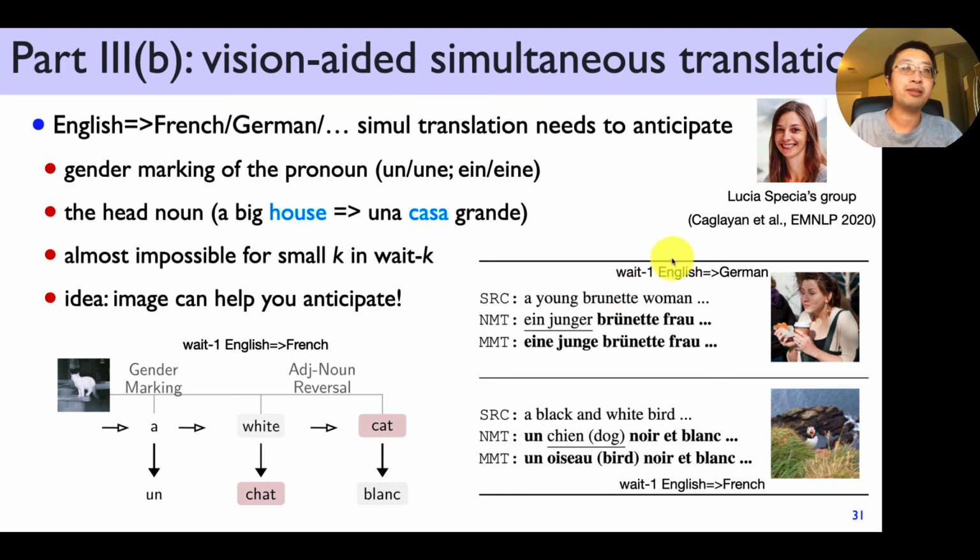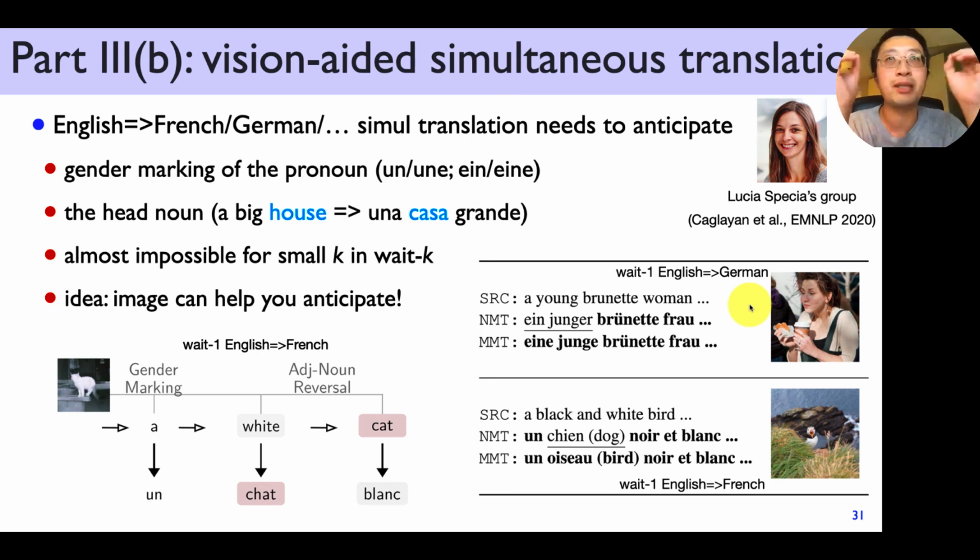See, here's another example from wait-1, from English to German. The source sentence is a young brunette woman, and the picture is like this. But if you don't have the picture, then you would have ein, which is masculine, which is not true here. Junger is also masculine. Brunette Frau, that's wrong. But if you have the whole sentence, that's not a problem.